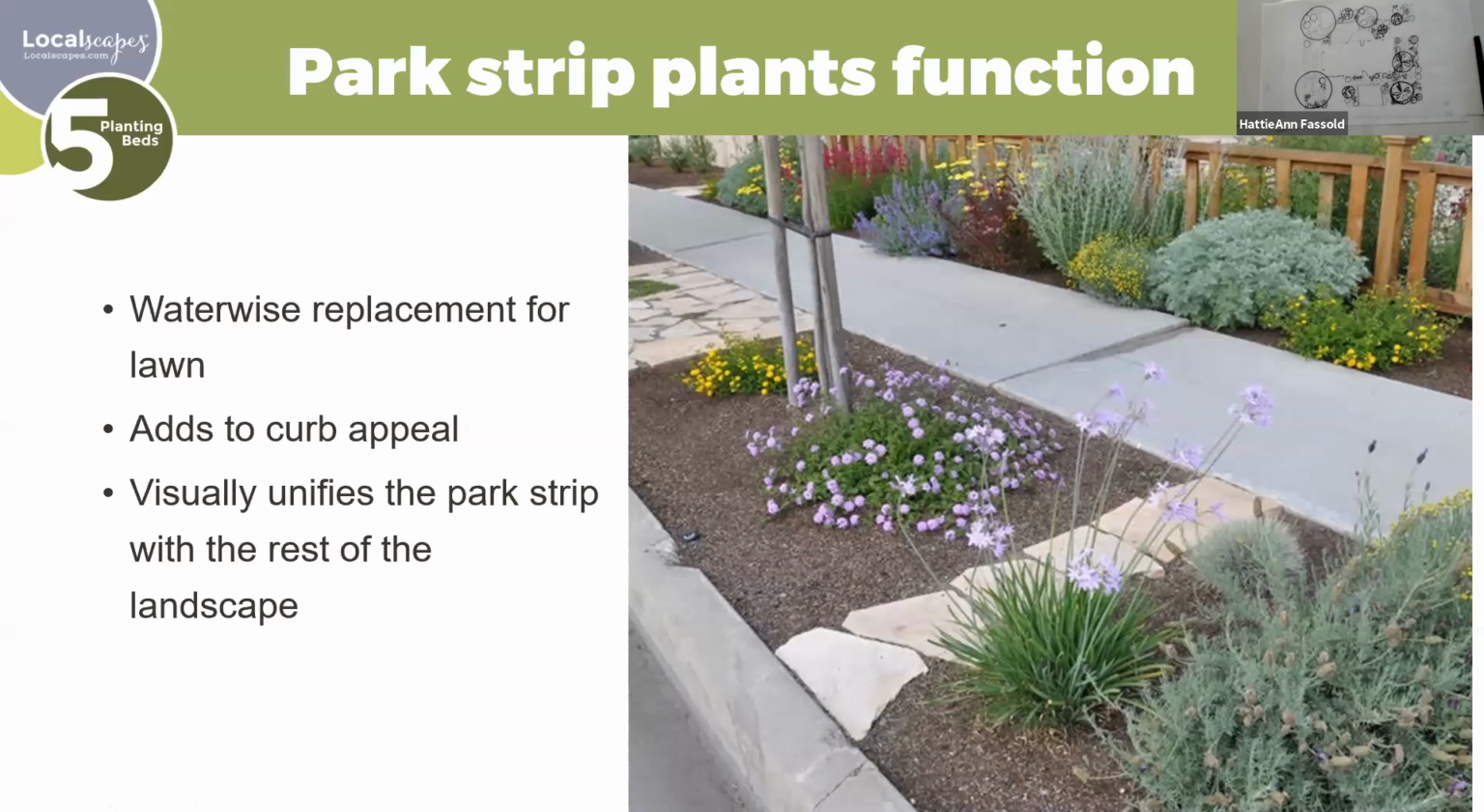You do want to make sure that you're following your city ordinances with plantings and things. Putting pathways through your park strip is a good idea. I'm going to use plants probably that I've used throughout my landscape to kind of tie it in. Again, it visually unifies the park strip with the rest of the landscape, adds curb appeal. It's a good water-wise replacement for lawn because lawn is not the best thing to do in your park strip.